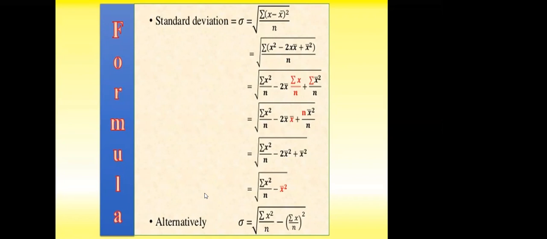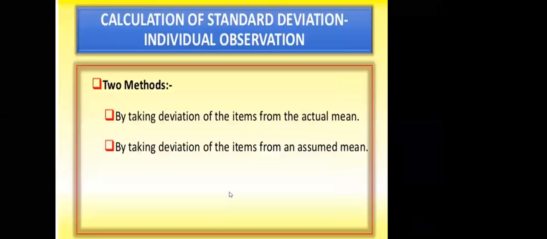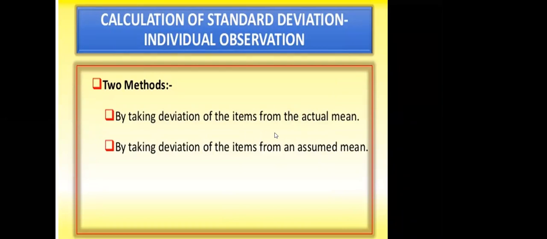Mean deviation can be computed from the mean, median, or mode. On the other hand, standard deviation is always computed from the mean, because the sum of the squares of the deviations is taken from the mean. So this is the formula of standard deviation. There are two ways: taking deviation from the actual mean, which is computed with the mean value, or taking deviation from an assumed mean.